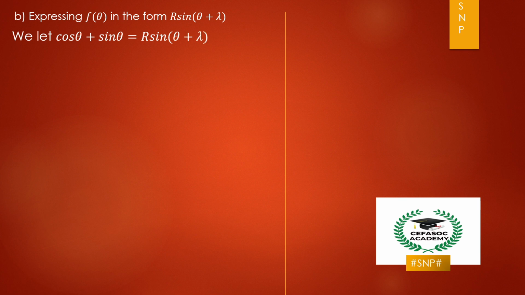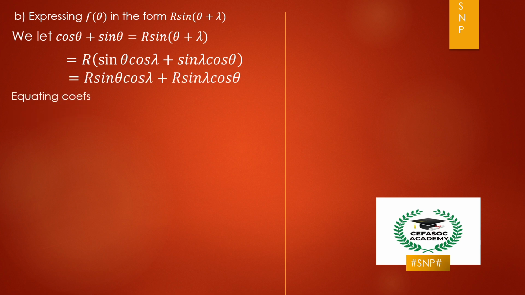From there, we have to find the expression for sin(theta + lambda). It uses the compound angle identity of sin(A + B), which is sin A cos B plus sin B cos A. If you consider theta as A and lambda as B, we have R into sin theta cos lambda plus sin lambda cos theta.